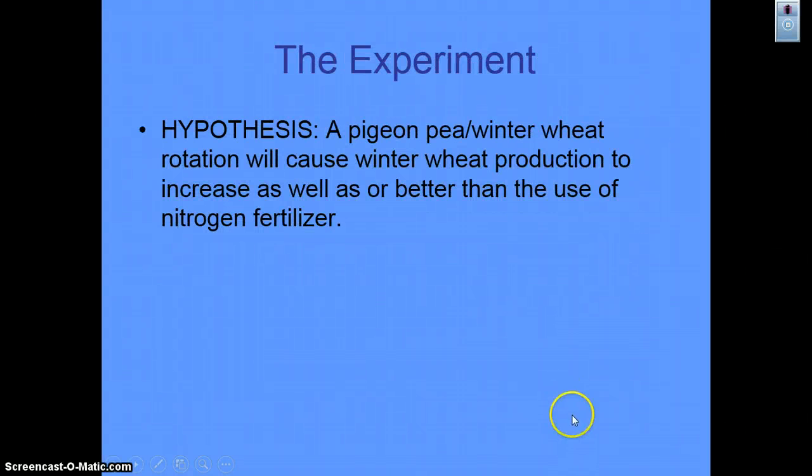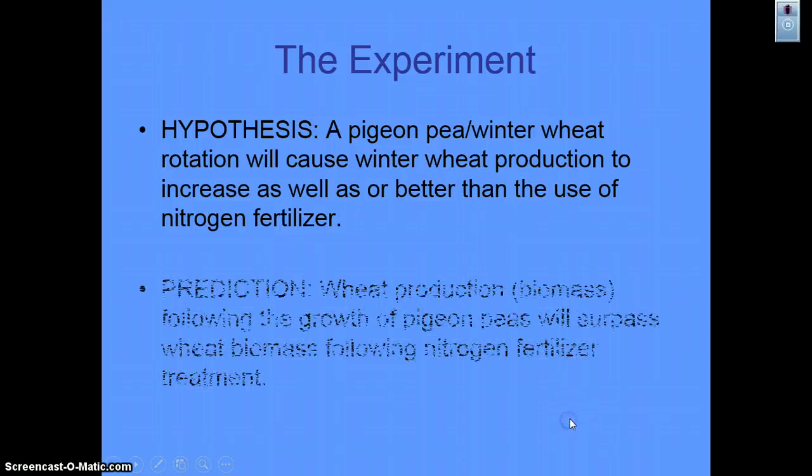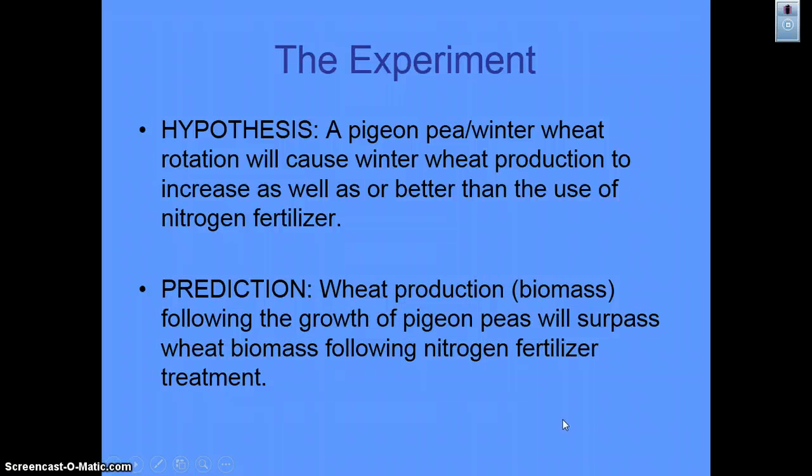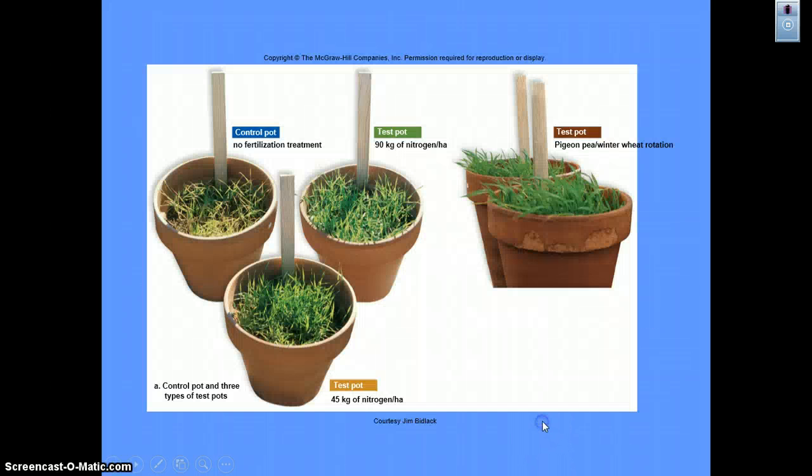And let's look at an example. Here's the hypothesis. A pigeon pea winter wheat rotation will cause winter wheat production to increase as well as or better than using nitrogen fertilizer, and that's very testable. The prediction isn't always a part of just a general scientific method that you carry out in the high school classroom, but this person thinks that the wheat production, following growth of pigeon peas, will surpass the wheat biomass using nitrogen fertilizer treatment, and that's what they're going to test.